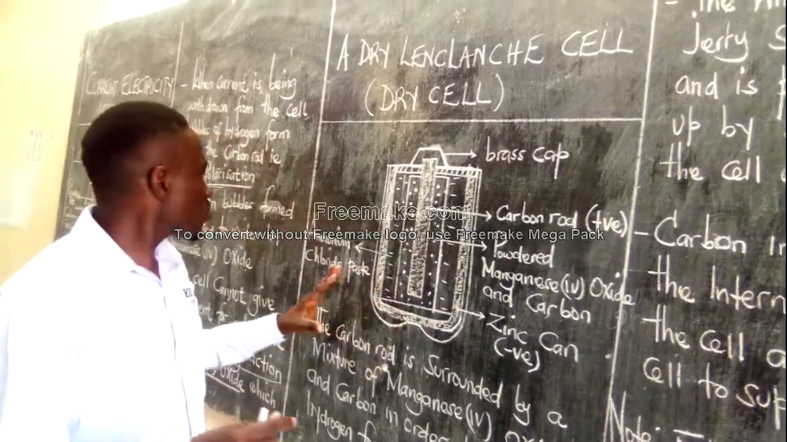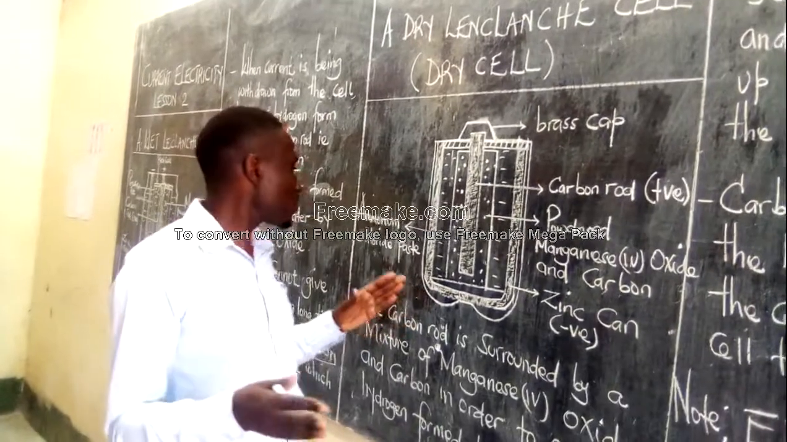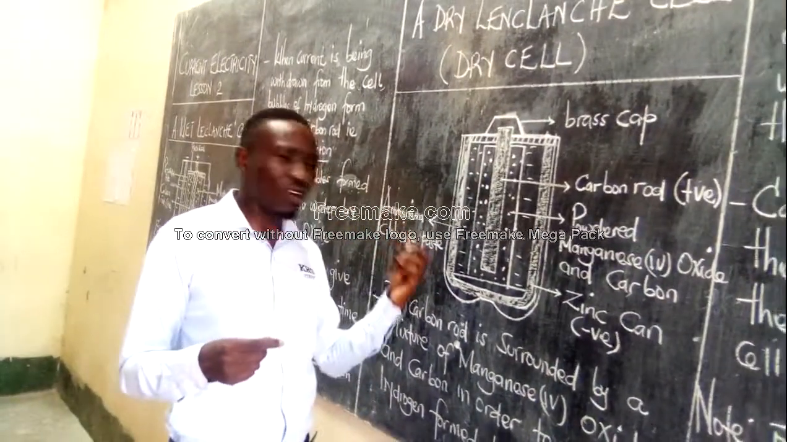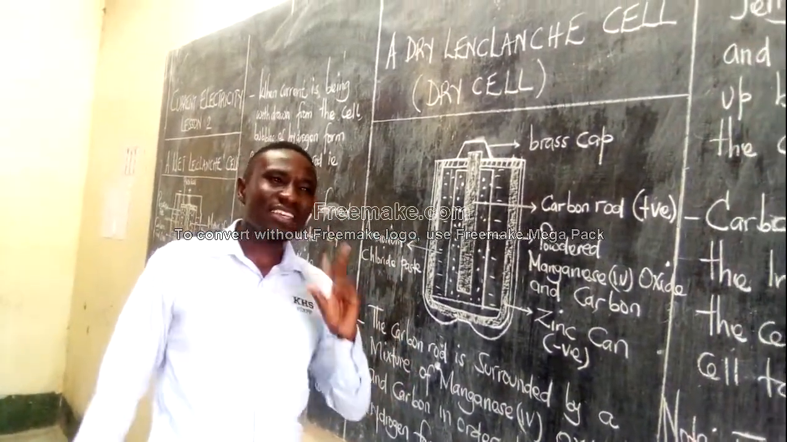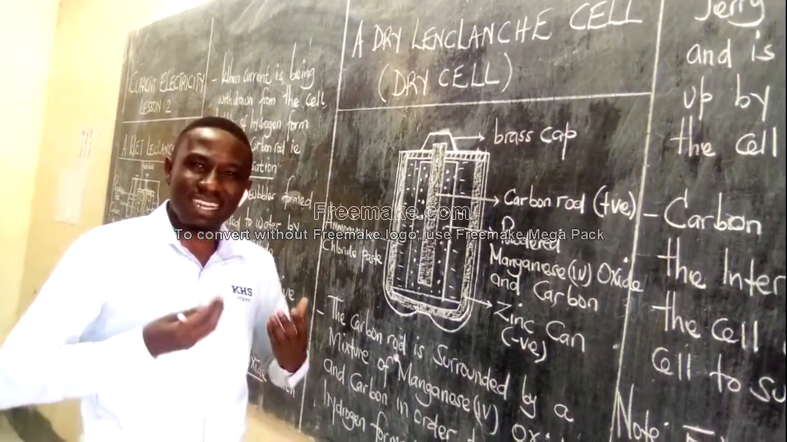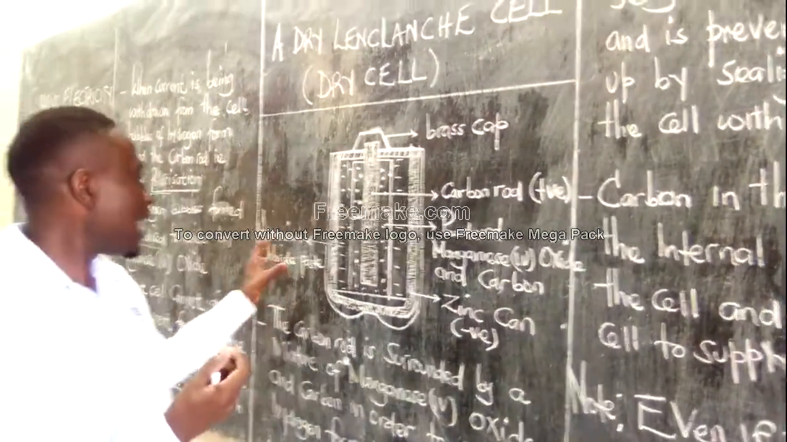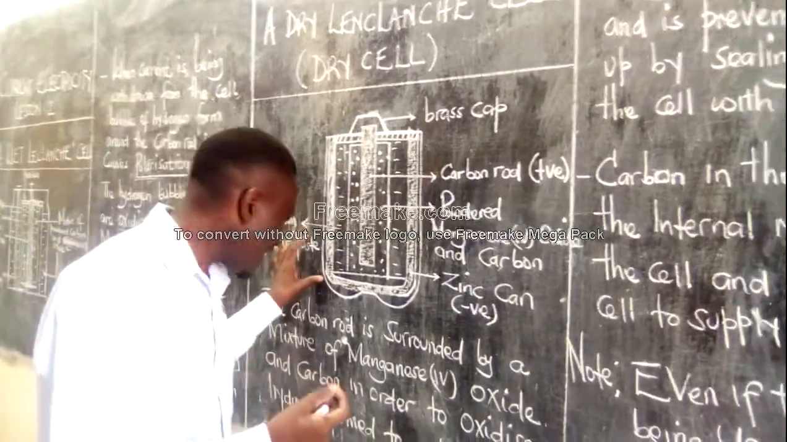Then we also have ammonium chloride paste. In some other books you will find it as ammonium chloride jelly. If you have ever seen a dry cell, especially when it is getting used up, there is always that jelly that comes out, a sticky kind of jelly. That jelly is what we call ammonium chloride jelly.